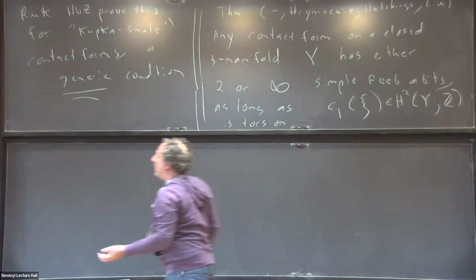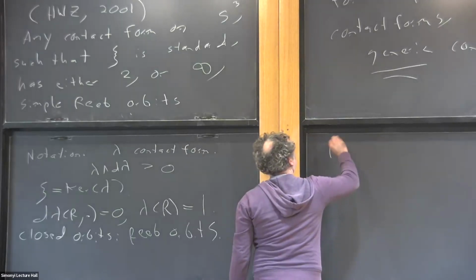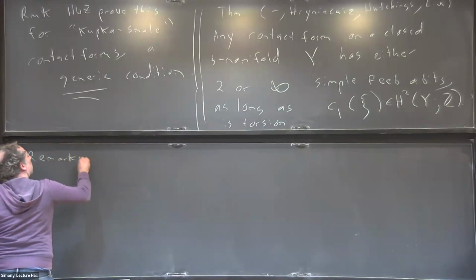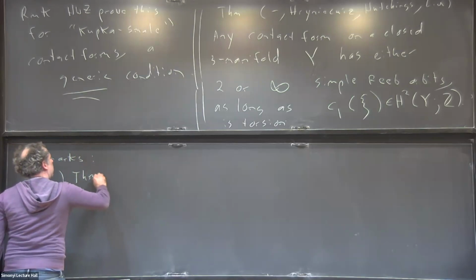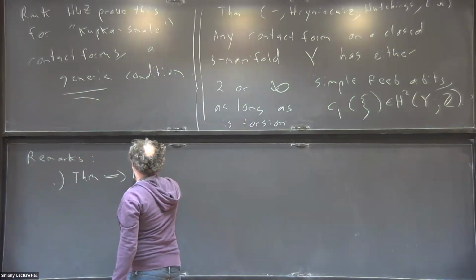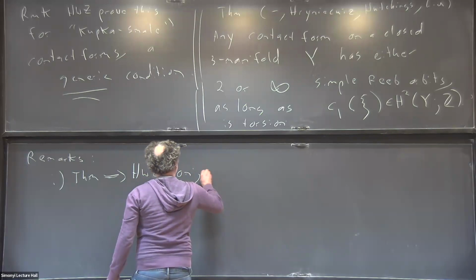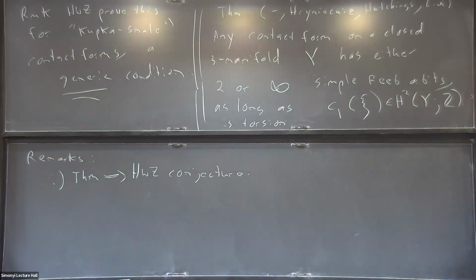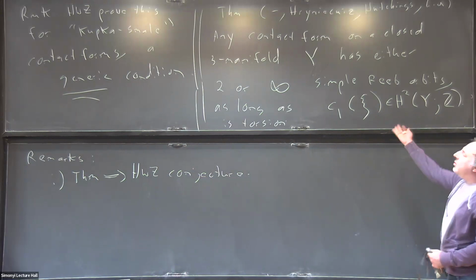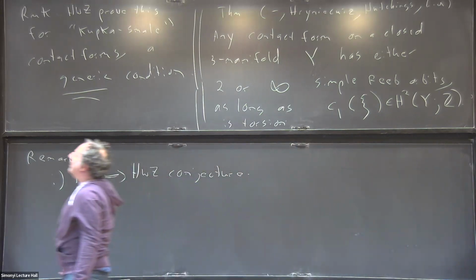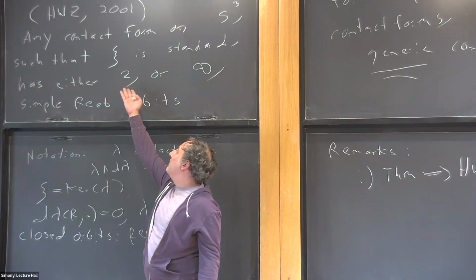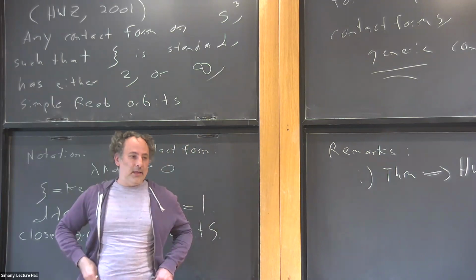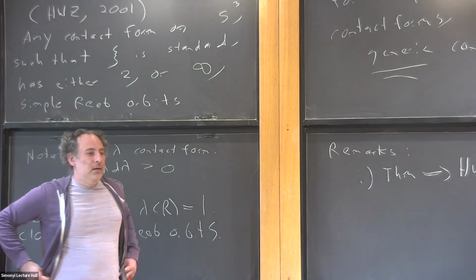So in particular, the first remark is that the theorem certainly implies the HWZ conjecture. The reason is that the first Chern class takes values in the second cohomology, and that's certainly zero for the three-sphere. Any questions on any of that? But you get something more in the case of S3. It's telling you that you don't need anything like the contact structure being standard. That doesn't have anything to do with it.